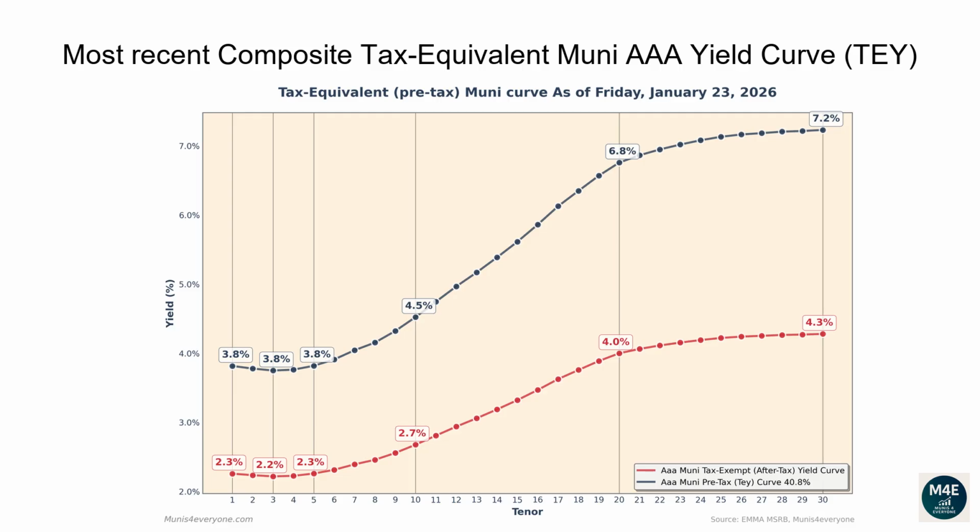The two-year tax-equivalent yield is 3.78%. The 5-year tax-equivalent yield is 3.82%. The 10-year tax-equivalent yield is 4.52%. The 20-year tax-equivalent yield is 6.76%. The 30-year tax-equivalent yield is 7.23%.